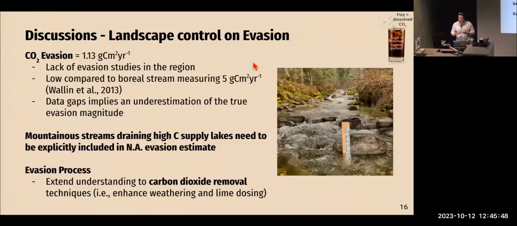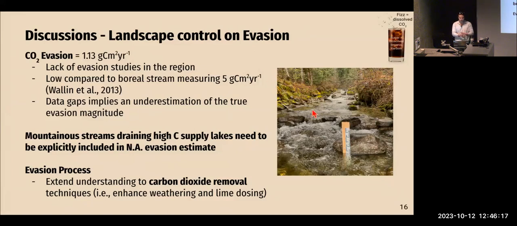So as far as I'm aware, there are not a lot of long-term studies in the region, but this evasion yield of 1.13 grams of carbon per meter squared per year is smaller than a reported boreal forest stream. This is likely due to our sensor data gaps, and this reference study upscaled their monthly grab sampling to an annual basis. But I want to argue here that the presented evasion value is likely an underestimation of the true magnitude of evasion.